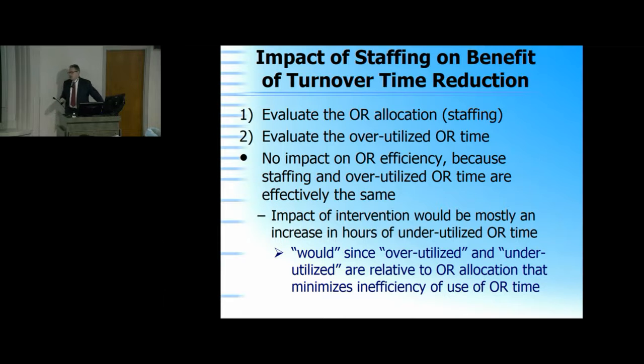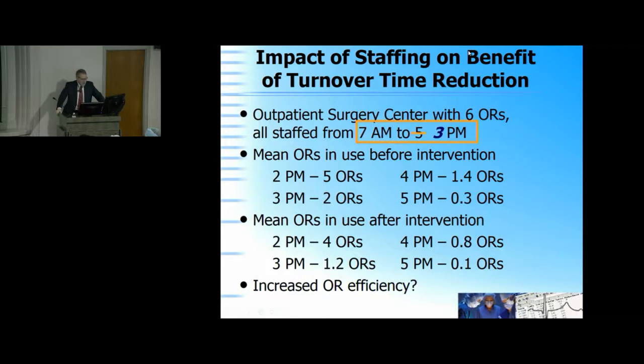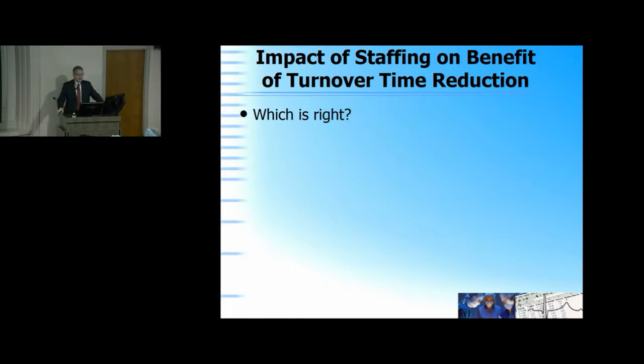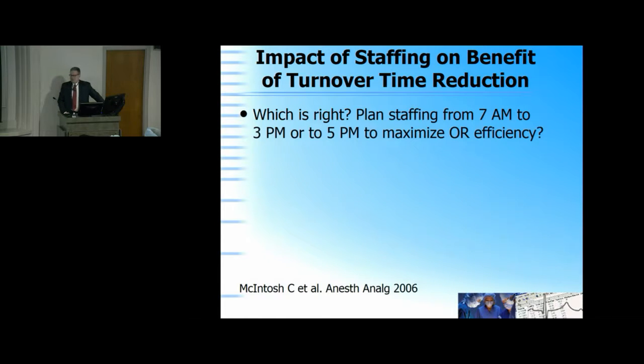The problem with what I'm saying is that by definition, time is only underutilized time when it's compared to the staffing that maximizes the efficiency of use of OR time. And time is only overutilized time when it's compared to the staffing that maximizes the efficiency of use of OR time. So now let's take a look at staffing from 7 till 3. In that circumstance, if the staffing were 7 till 3, then the turnover time reduction has substantively reduced the hours of overutilized OR time. So which is right? Is the staffing 7 till 5 or 7 to 3?